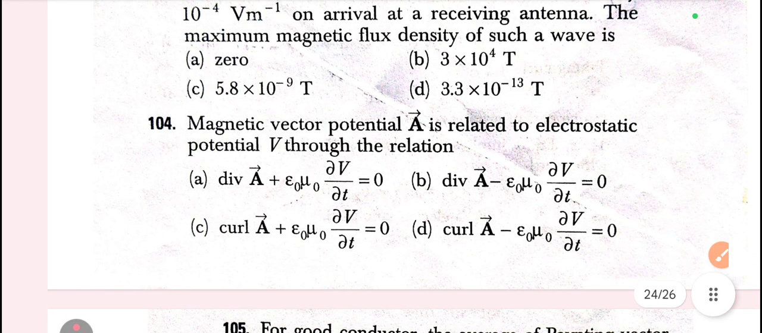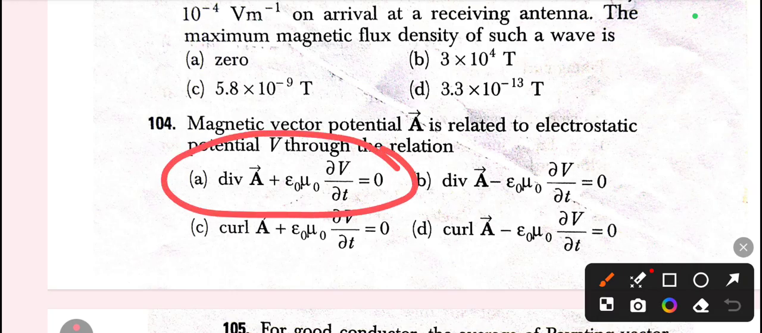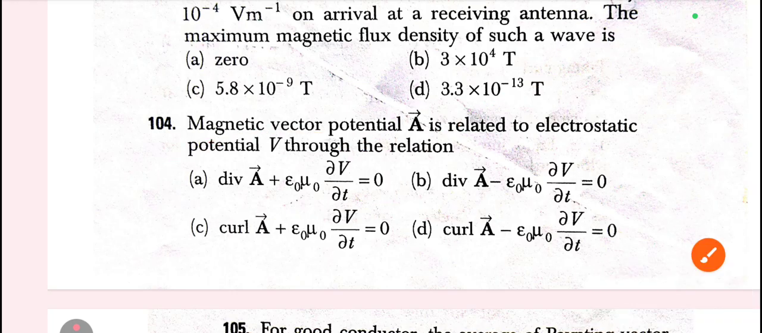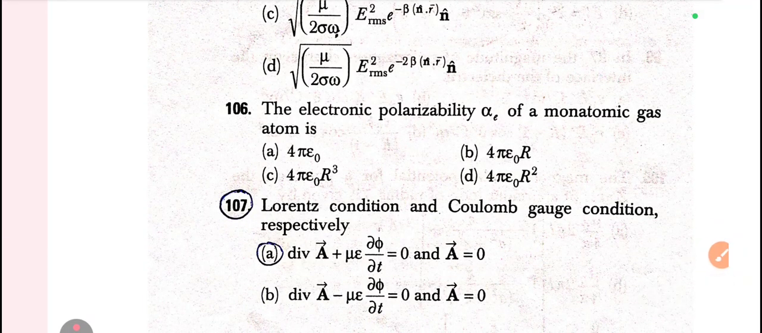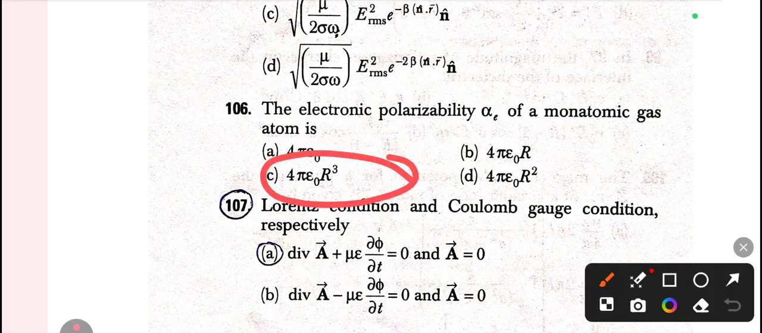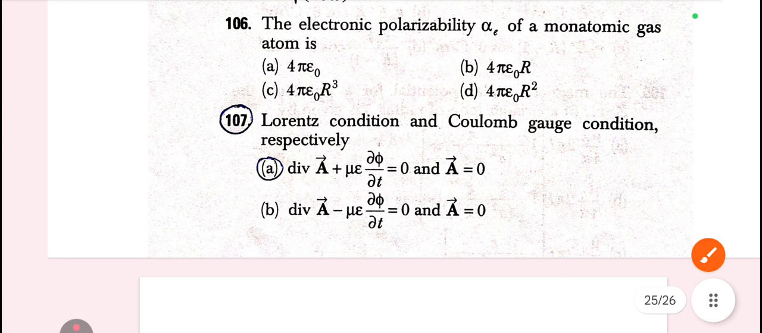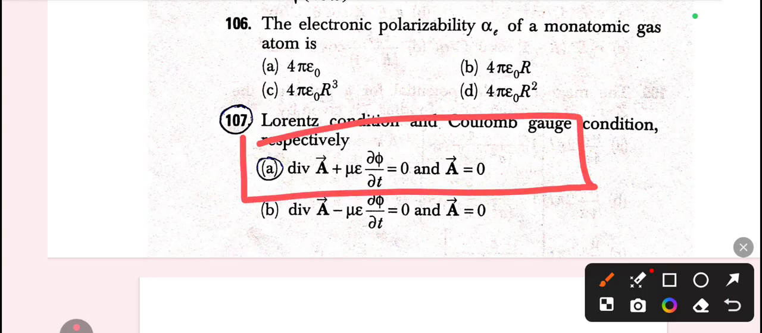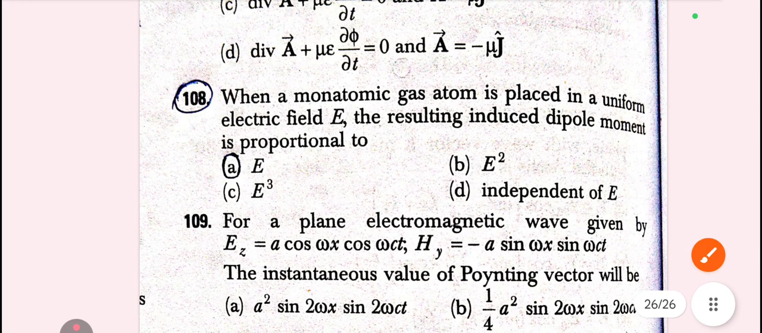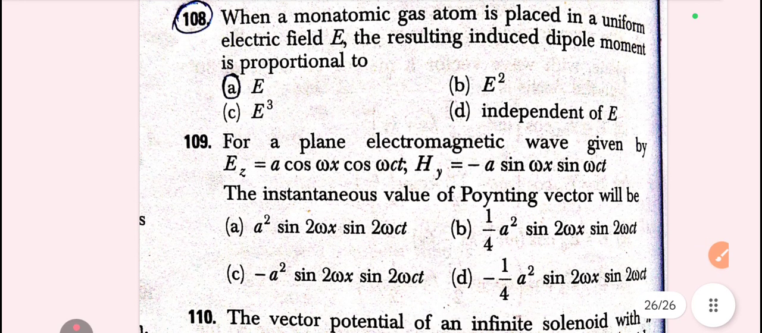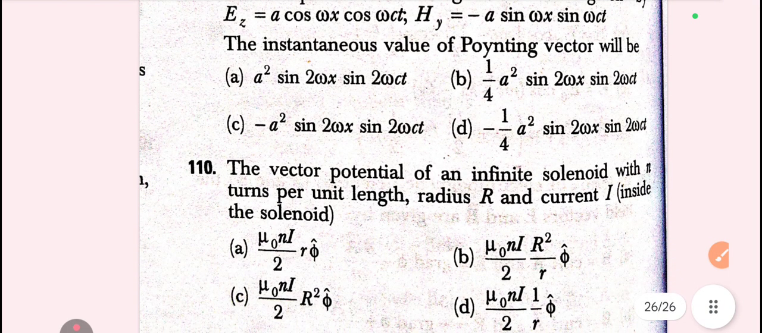Question number 103, question number 104. This is also an important question. The right option is question number 105, question number 106. The electronic polarizability of a monatomic gas is 4 pi epsilon naught r cube. Direct relation. Question number 107. Directly learn this equation. Question number 108. When a monatomic gas, the right answer is E. Question number 109.